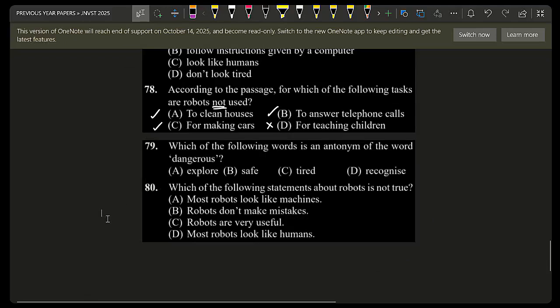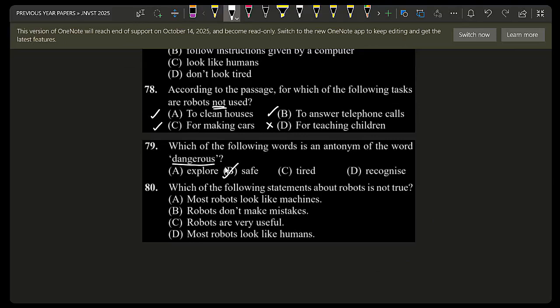79. Which of the following words is an antonym of the word dangerous? Dangerous means something which is not safe. So they're asking for the antonym. Dangerous and safe are antonyms. Dangerous and explore, no relation. Dangerous and tired, no relation. Dangerous and recognize: recognize means identifying something. So dangerous is the antonym of safe.